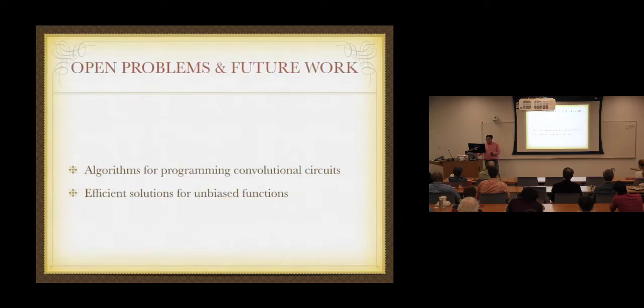For future work, I think the biggest open problem is: can we find efficient solutions for unbiased functions? And engineering-wise, we need to develop programming algorithms for the convolutional circuit. I think the testing in our convolutional circuit is kind of cheating, because we just have the convolutional circuit and we randomly select the program bits. Then we say, oh, this is our original circuit, and try to attack it, right? But in reality, you need to start with a target circuit and then try to program it into the convolutional circuit.